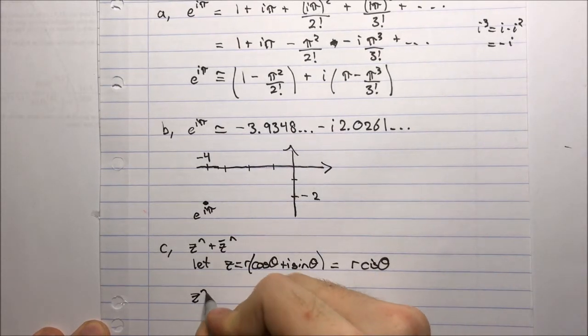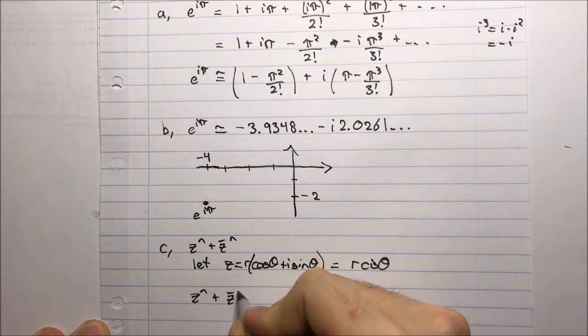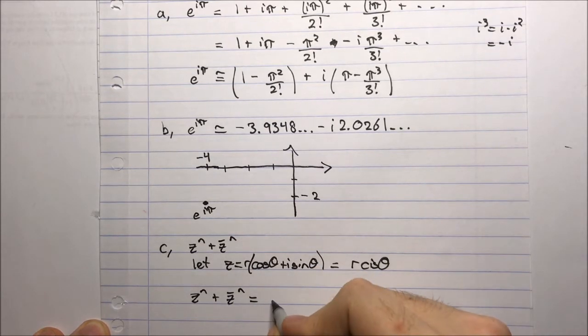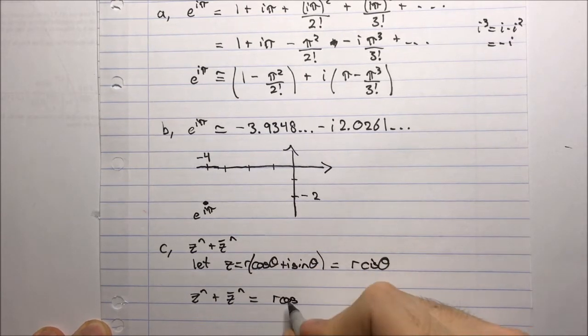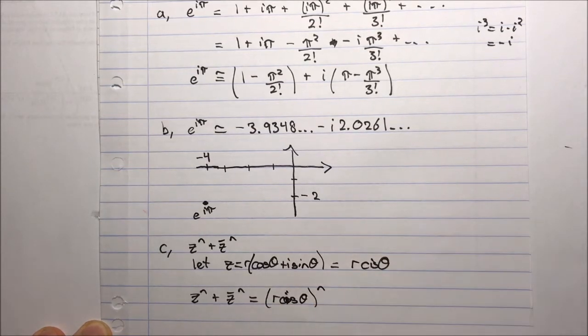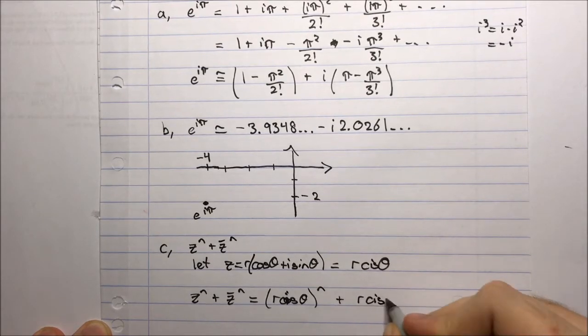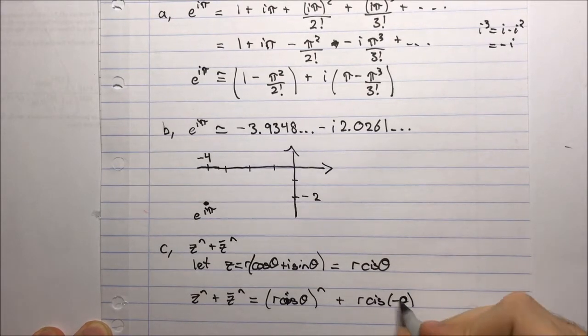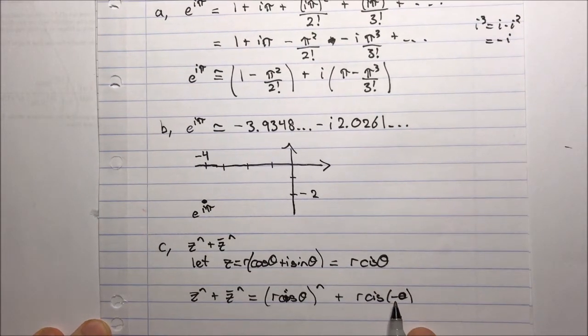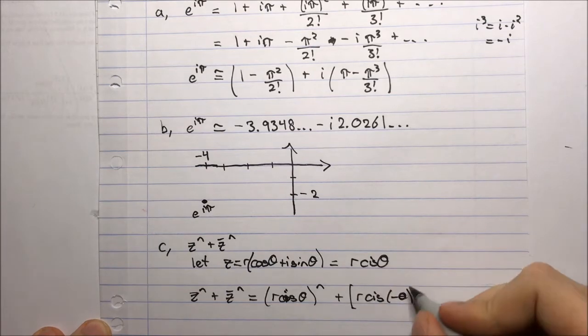We have z to the n plus z bar to the n equal to r cis theta to the power n plus r cis of negative theta, because I've taken the conjugate, so that means I could put a minus in here, and if you don't know why, I'll show you in 1 second.